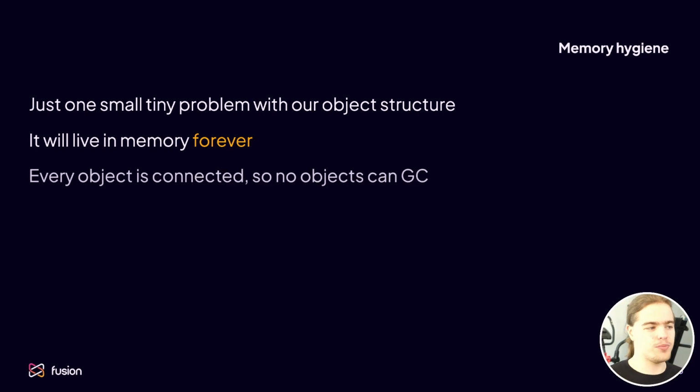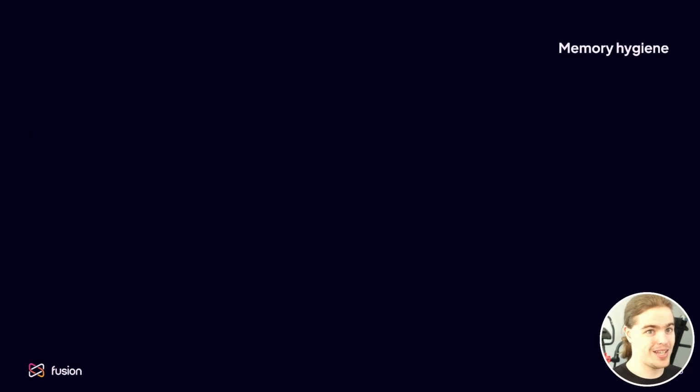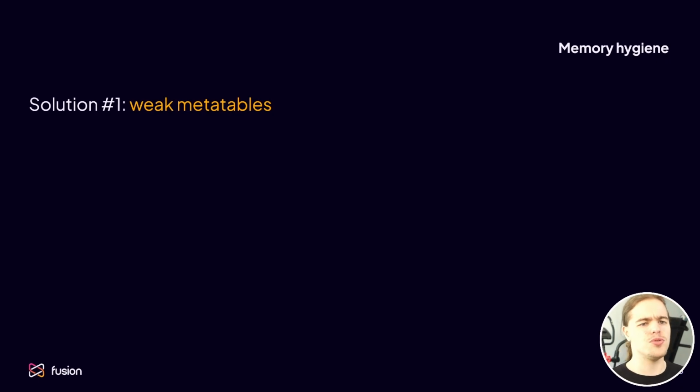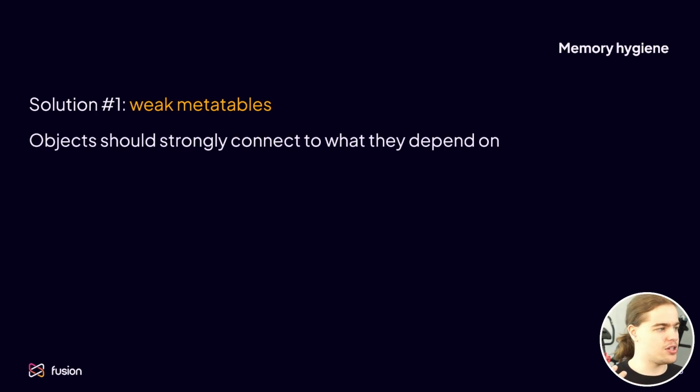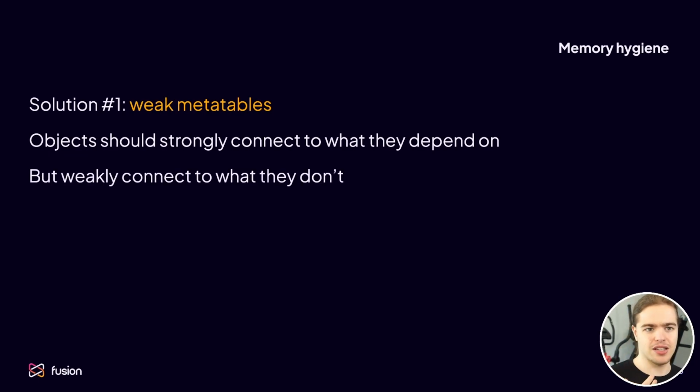You see, every object is now connected to each other, so no objects can be garbage collected until every single state object we have ever used becomes completely inaccessible, which will probably never happen. The intuitive solution to reach for here, at least if you know metatables, is to use weak metatables. Our state objects should definitely strongly connect to what they depend on because they would break if those were garbage collected. But they should weakly connect to what they don't depend on because that wouldn't affect their proper functioning. As we will soon discover, it certainly kind of works.